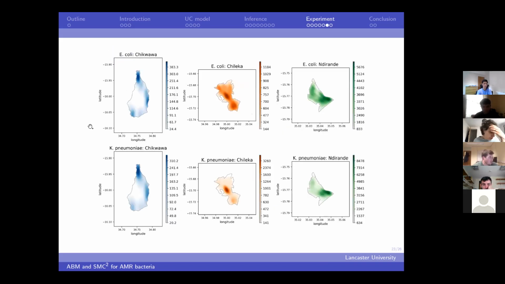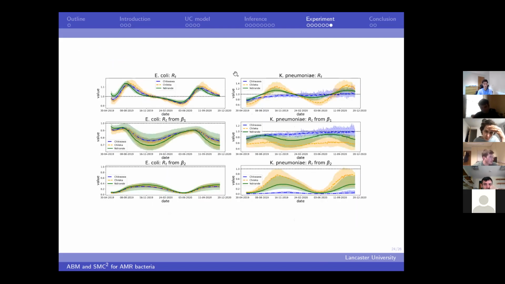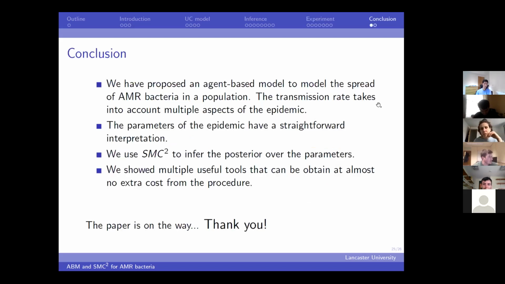We can also compute a mean over time and over particles of the number of colonized individuals in space, and we can look at what the hotspots in space are. And of course, we can also estimate the Rt and understand which are the most affected periods of time in the year.